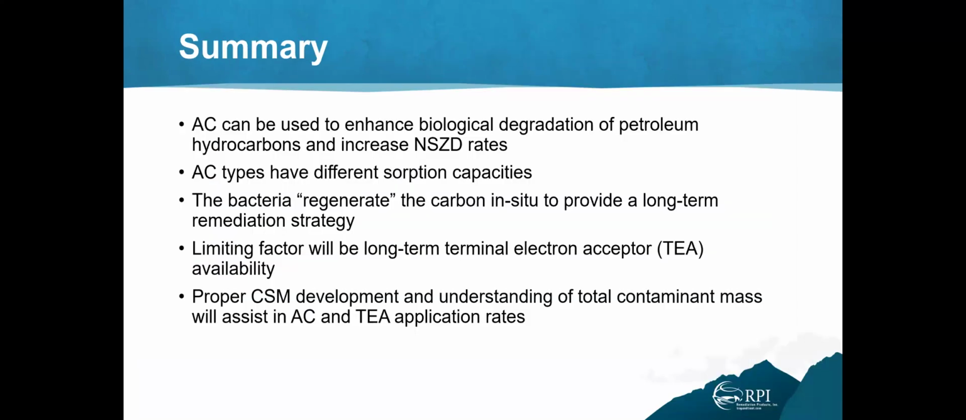So in summary, what does activated carbon have to do with natural source zone depletion? Natural source zone depletion in the end is biodegradation. Because after the initial dispersion, what do you have? Biodegradation. And activated carbon can be used to enhance that biodegradation through a number of means, such as increasing dispersion, increasing edge effects, increasing the number of microbes that are actually in the area and degrading.